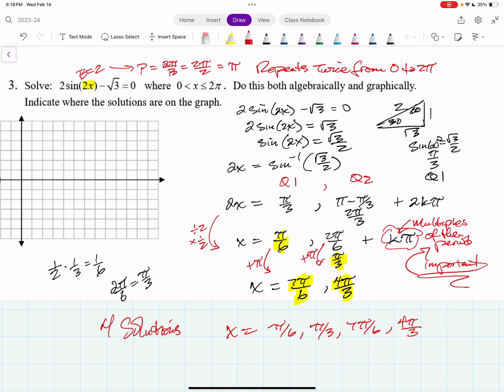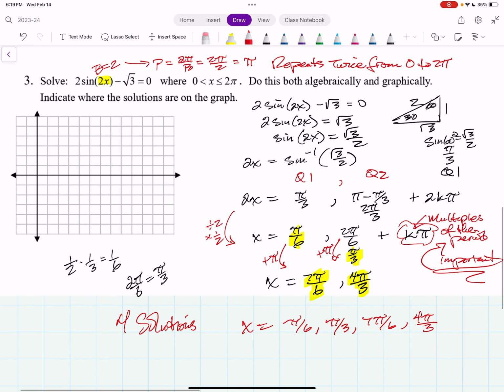You have to add multiples of the period because these equations, if they're unrestricted, have an infinite number of solutions, and that's what this 2k pi is about. You keep adding multiples of the period and you get more and more solutions. So let's graph and try to understand this thing.